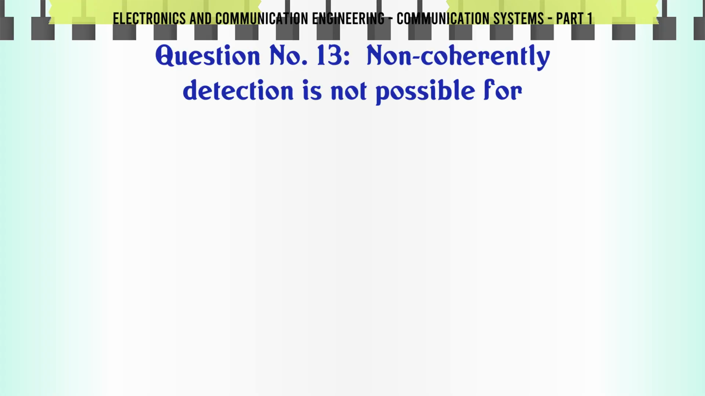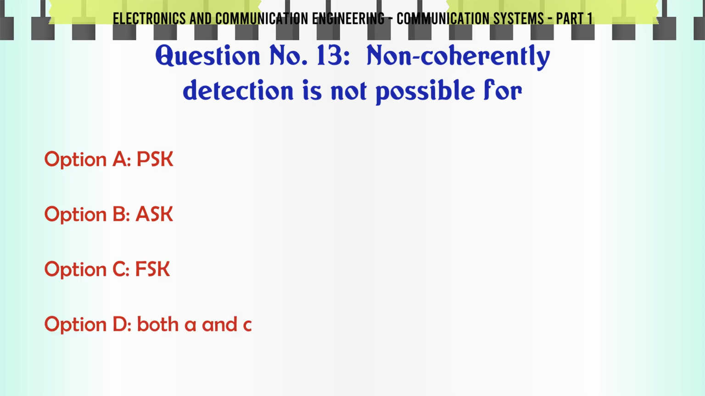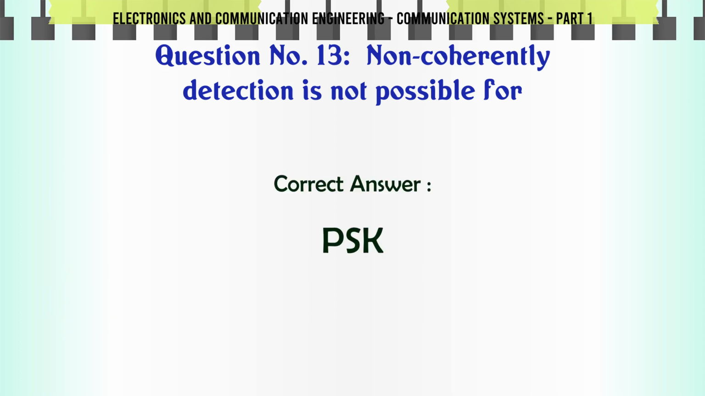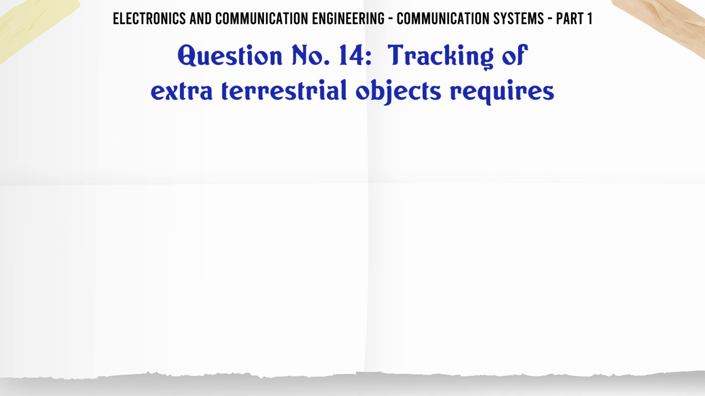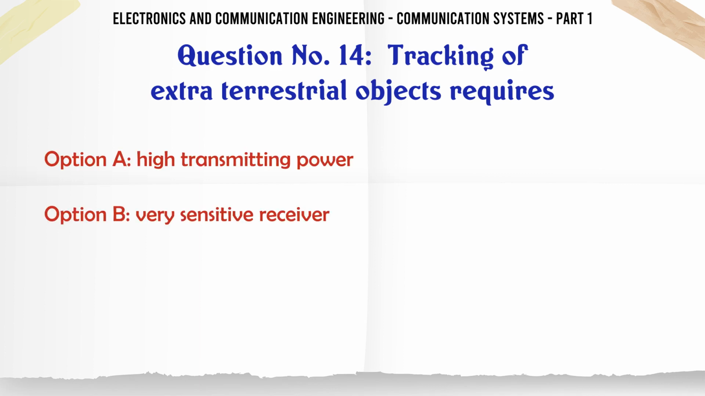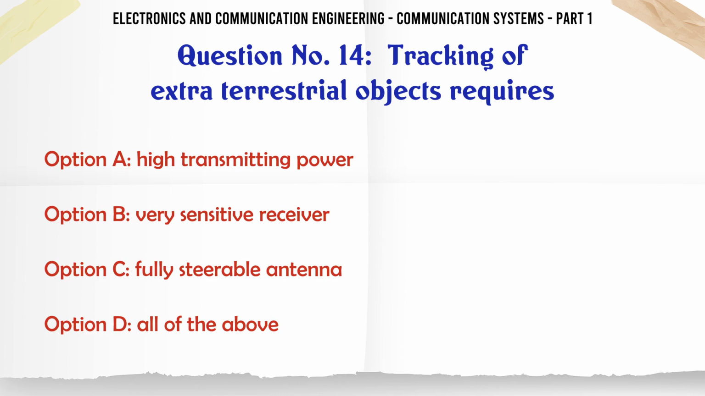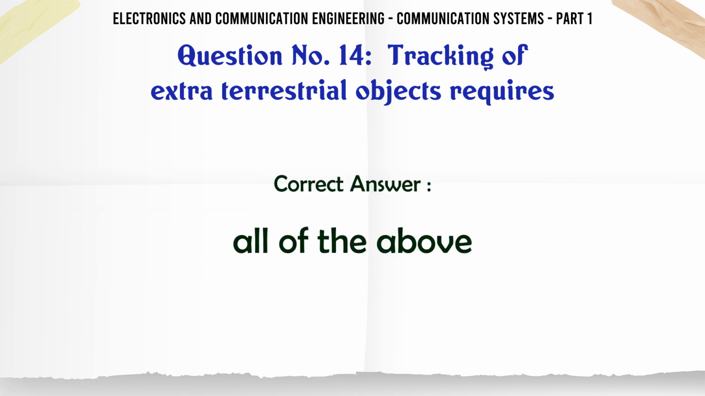Non-coherent detection is not possible for A. PSK, B. ASK, C. FSK, D. Both A and C. The correct answer is PSK. Tracking of extraterrestrial objects requires A. High transmitting power, B. Very sensitive receiver, C. Fully steerable antenna, D. All of the above. The correct answer is all of the above.